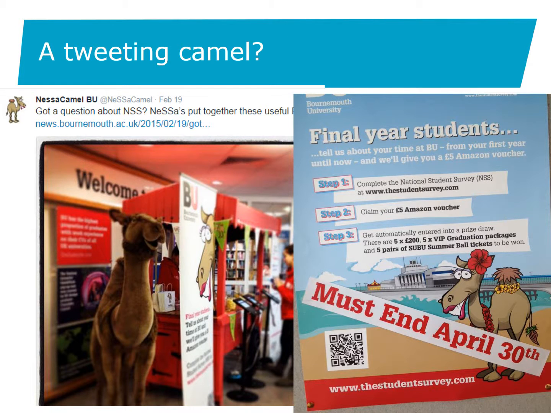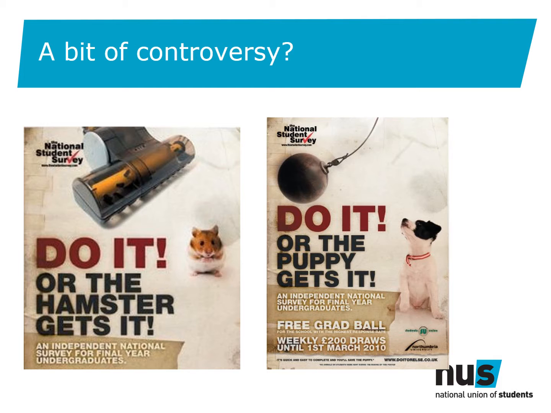Bournemouth Students' Union has been using a tweeting camel for several years now. As well as having her own Twitter account, Nessa the camel has a large, fluffy alter ego who pops up in iconic Bournemouth locations for a selfie with students and an animated video introducing the survey. Going back to 2010, Northumbria Students' Union ran an eye-catching campaign threatening the lives of various cute creatures. Whilst obviously a joke, the campaign was instantly recognisable and got students talking.